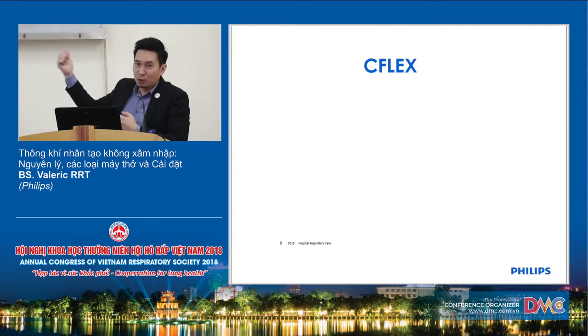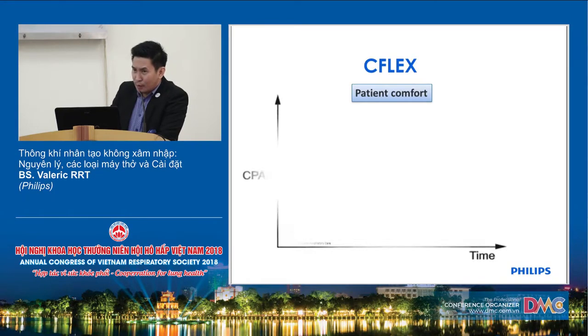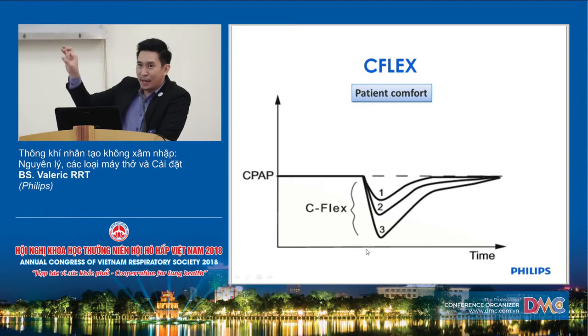To breathe out during active exhalation, so a good example for this one, to give more patient comfort. This one is our CPAP pressure therapy level, straight. Then during active exhalation, you have three settings: 1, 2, 3. The higher the number, the higher the valve opens.